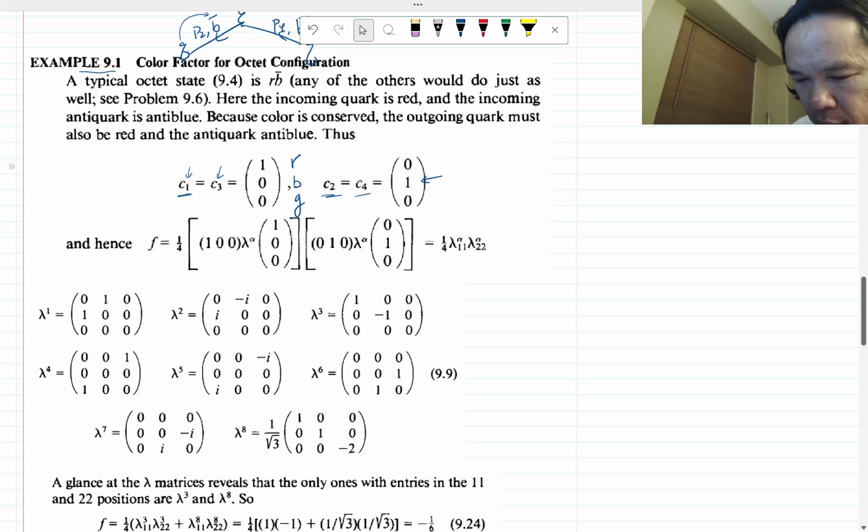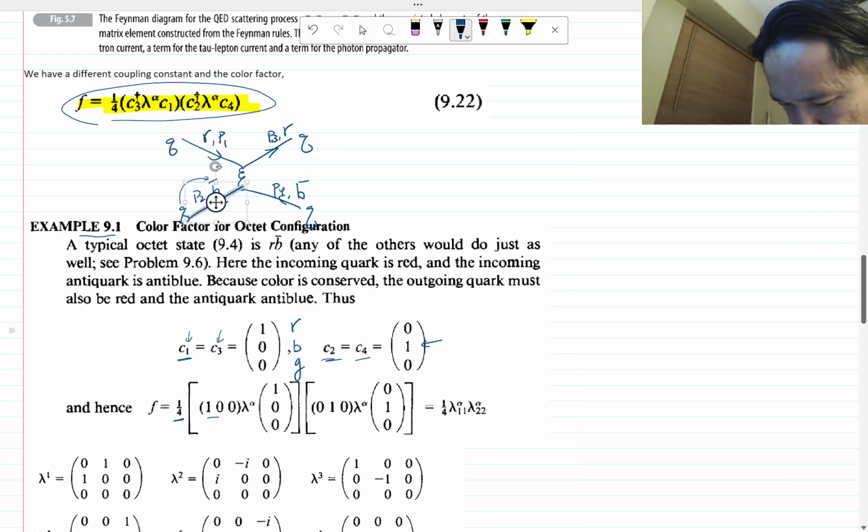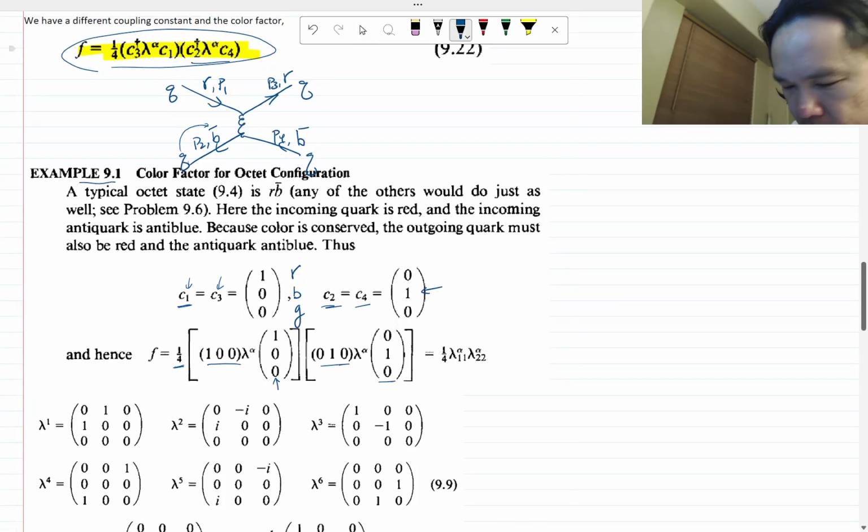Okay. So now we get to compute this color factor. Remember this dagger here? Change it into a row vector, and then you still have the column vectors here. And this lambda alpha is one of the 8 possible Gell-Mann lambda matrices. Similarly, for the antiquark, you have the other side, C2 and C4.